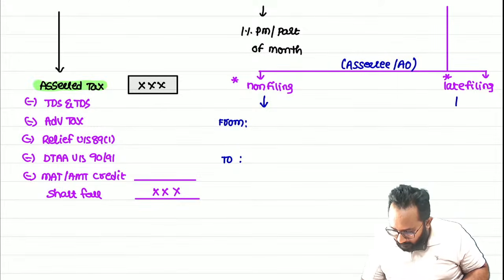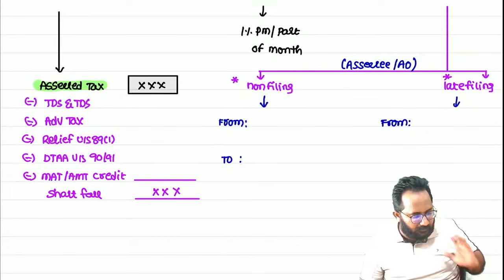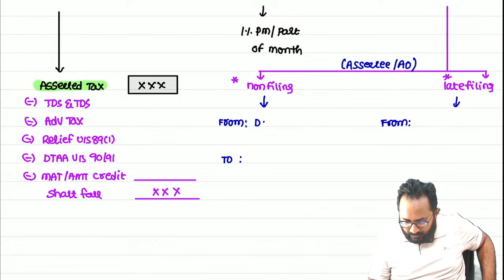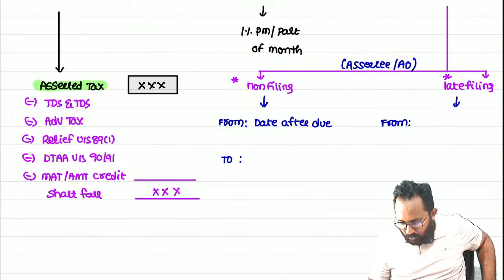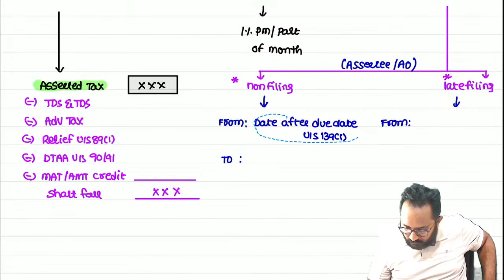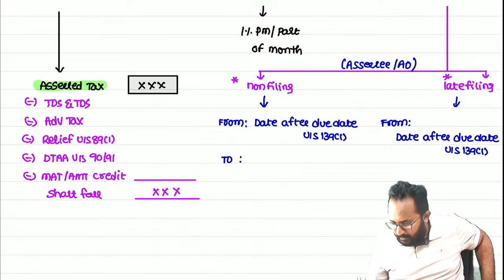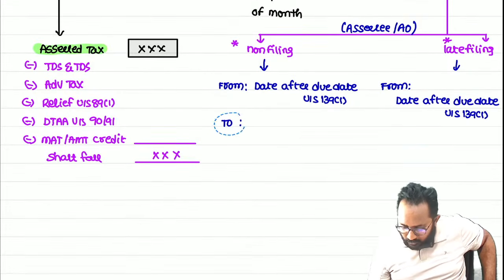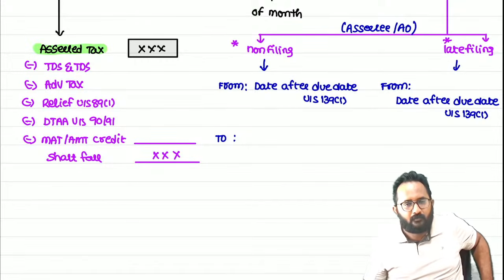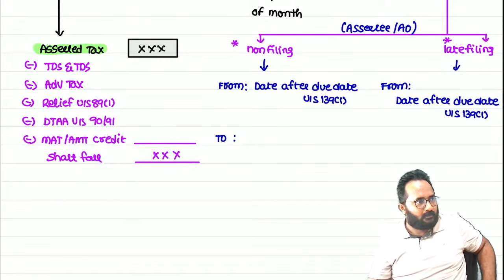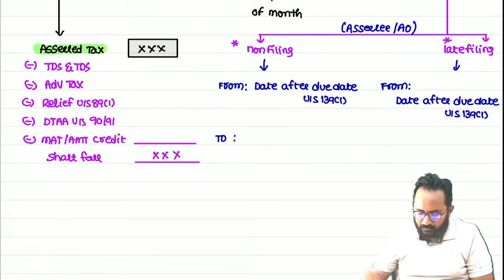Here also the from date is the same. What is the from date? Next day after the what, ma? Due date. So the date after the due date. Here also, the date after the due date under section 139(1). So for example, 31st July is the due date. We have to start the interest from which date? 1st August. Next, till what date?